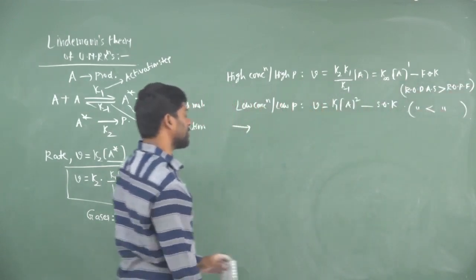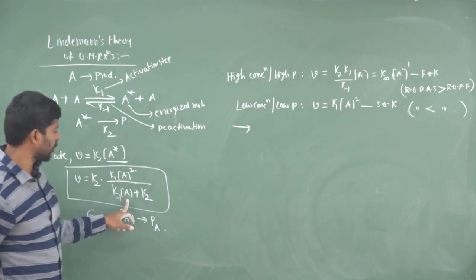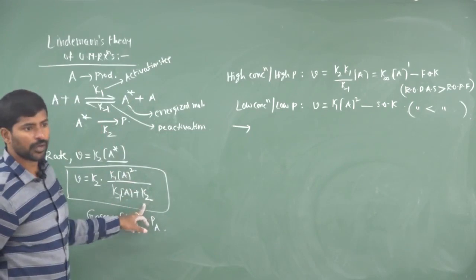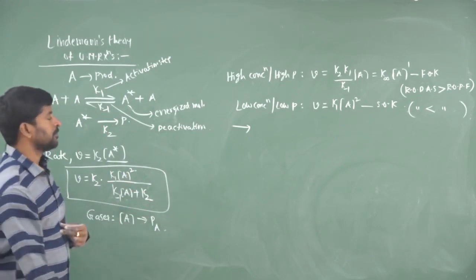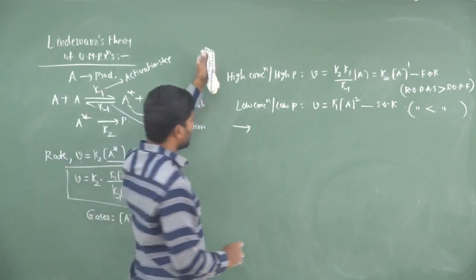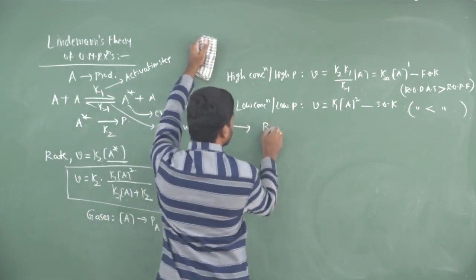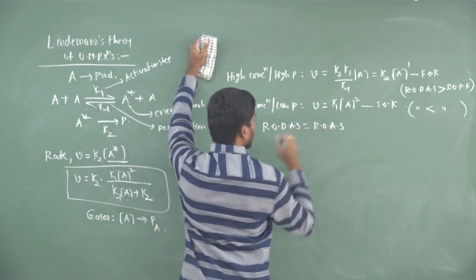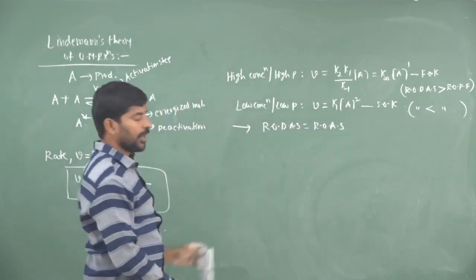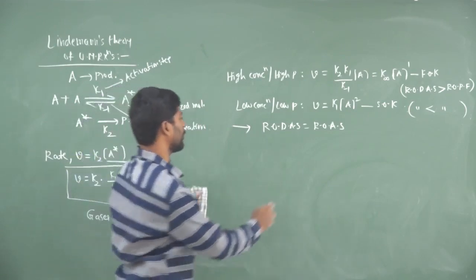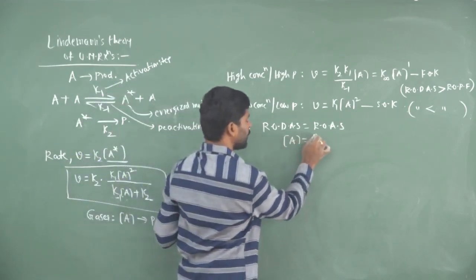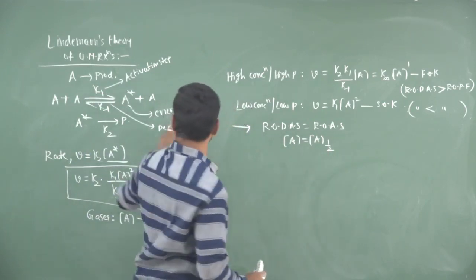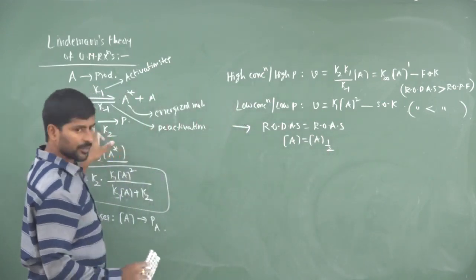If the rate of the deactivation step, K minus 1 into A, dominates over K2 at high concentration, that means the deactivation step is dominating over the activation step. Next, consider a special case where the rate of the deactivation step is equal to the rate of the activation step, which happens at a concentration of A equal to A of. At A equal to A of, the backward reaction and the second reaction take place at the same rate.